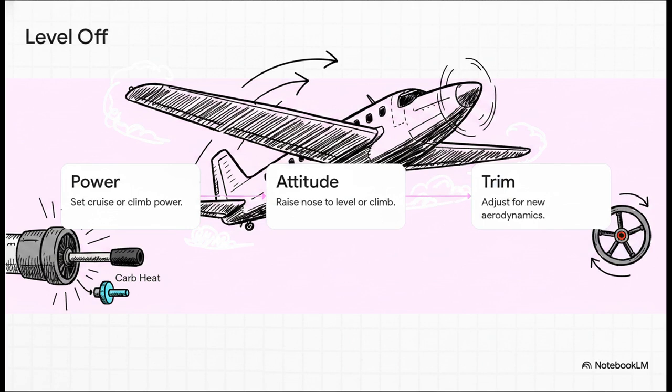Step 1, power. Smoothly advance the throttle to your cruise or climb setting and push the carb heat into cold. Step 2, attitude. Raise the nose to your level flight or climb attitude. And step 3, trim. Just adjust the trim wheel for your brand new aerodynamic setup. It is literally the exact same logic, just applied in reverse.